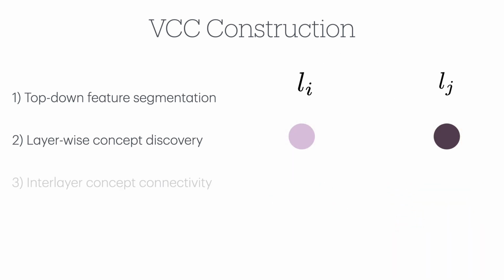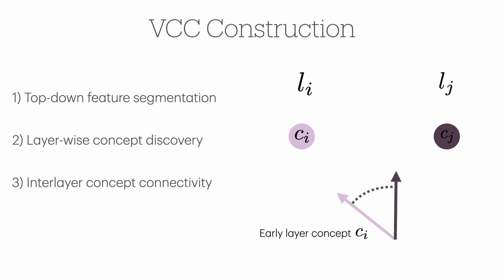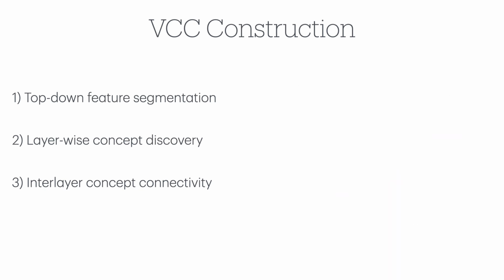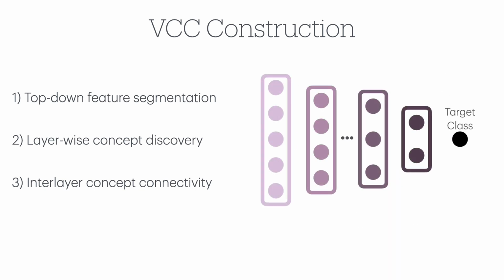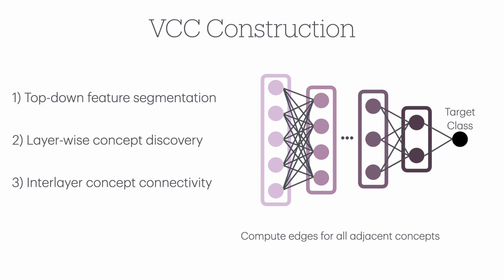Finally, we compute the contribution of earlier concept Ci to deeper concept Cj. To do this, we define a vector for the earlier layer concept and see how well it aligns with a vector for the positive contribution to the later layer concept. To obtain the final VCC, we compute edge values for all adjacent concepts and prune edges through statistical testing of many sets of random images.